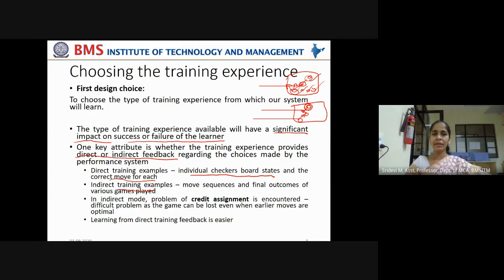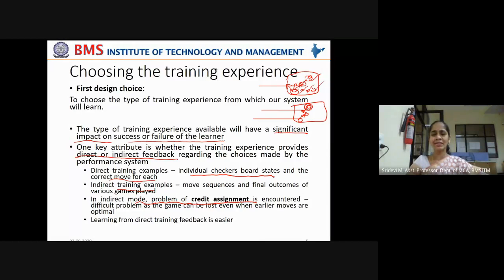Okay, you understood, right? The difference between the direct training example and indirect training example is very much necessary, because in what way you're training your system, in what way you're training your application, that is very important. So in this particular example, I'm trying to differentiate how direct training example and indirect training example matter. Now in indirect mode, understand this very carefully. This is the important term that you have to focus on. In indirect mode, the problem of credit assignment is encountered.